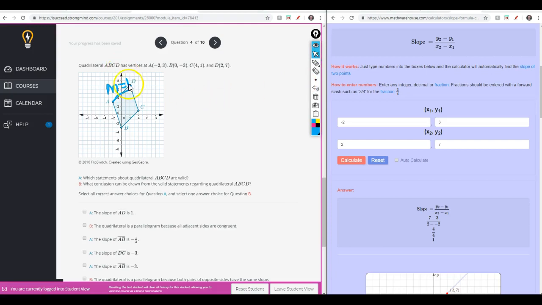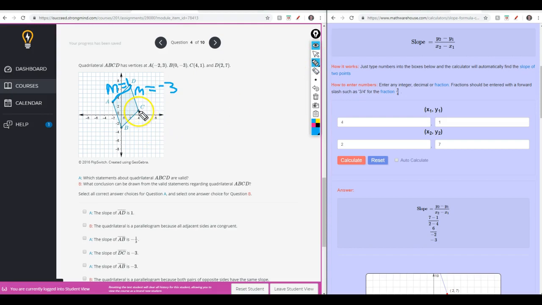So then the next side is from D to C. Point D is 2, 7. It's already in there if I remembered that. And then point C is 4, 1. So we would calculate that. It comes out to be -3. So this slope is equal to -3.